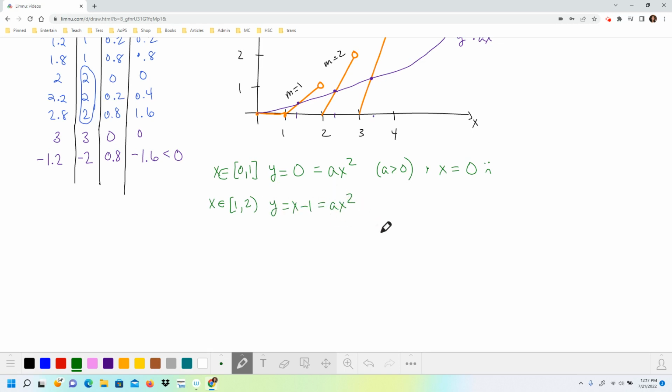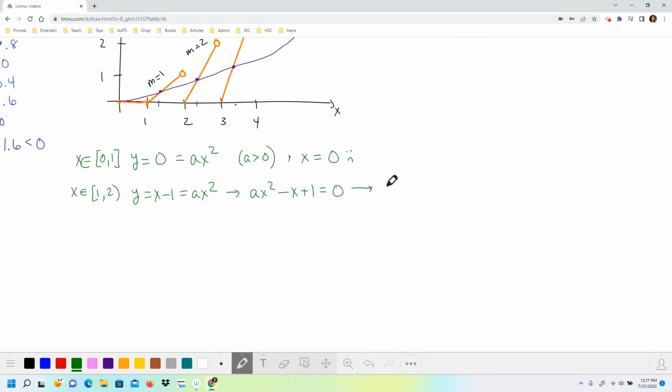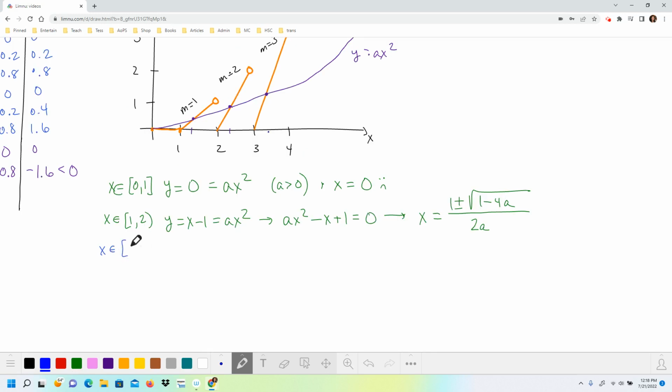Set this equal to the equation for our parabola, collect all the terms on one side, and solve using the quadratic equation. We'll continue with x in the interval between 2 and 3. The equation for this line segment is y equals 2x minus 4. Set it equal to the parabola and solve for x.